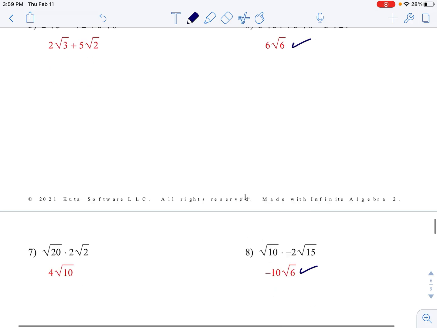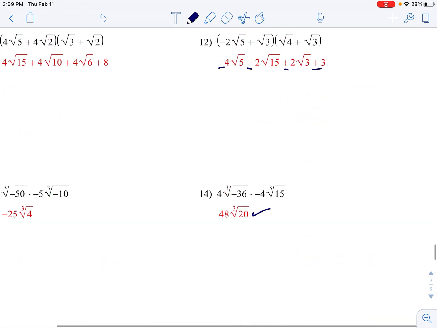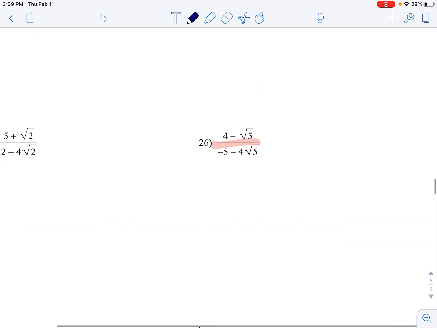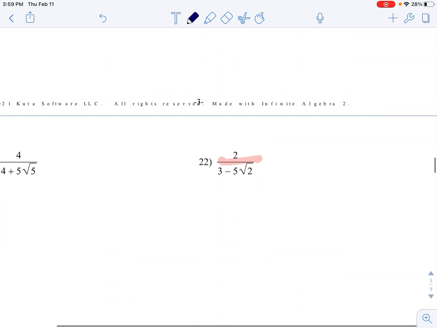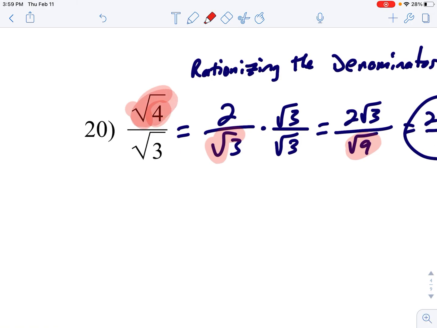Let's check number 20 and make sure. There it is. Now I kind of flubbed that up a little bit at the beginning. Let me just reiterate. We started out with something that could be simplified. Do it. It makes less steps later on. So I changed that square root of 4 into a 2.